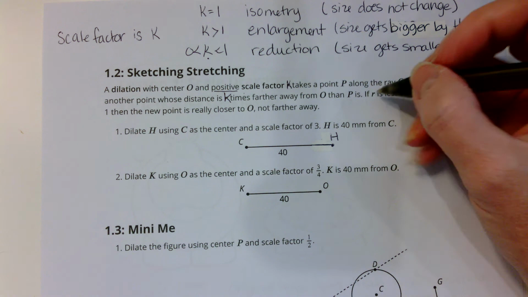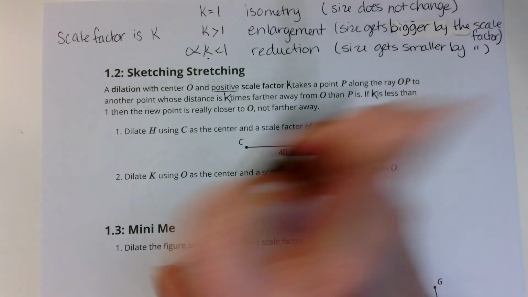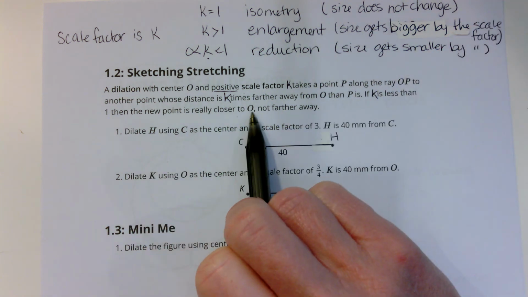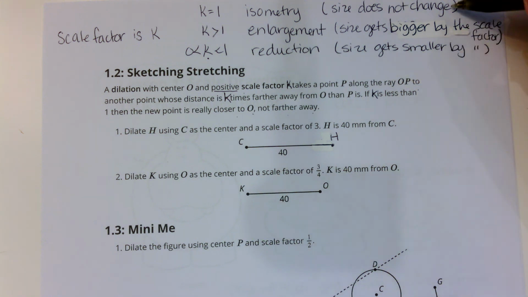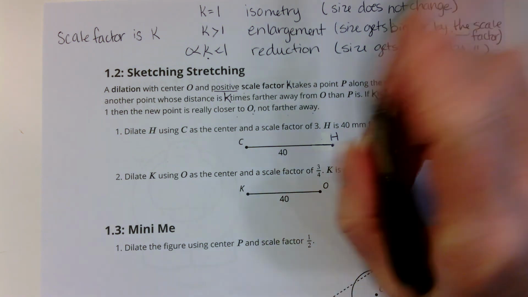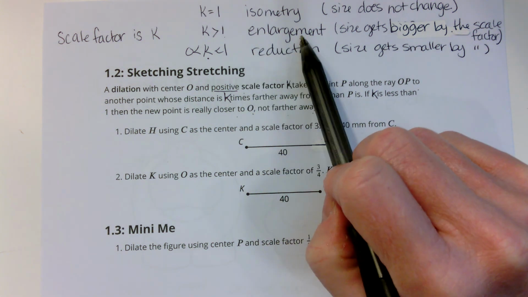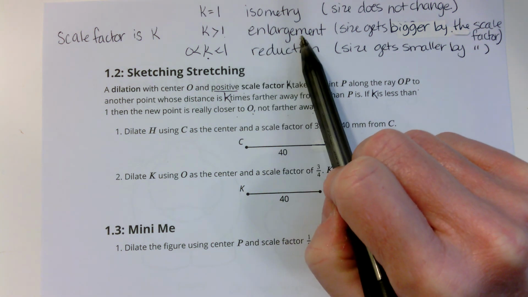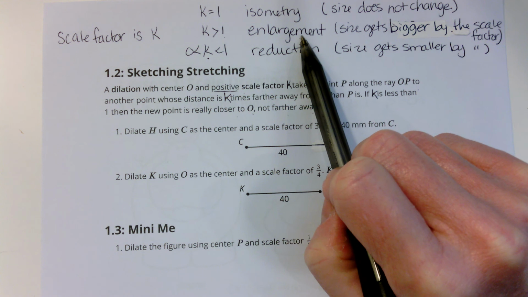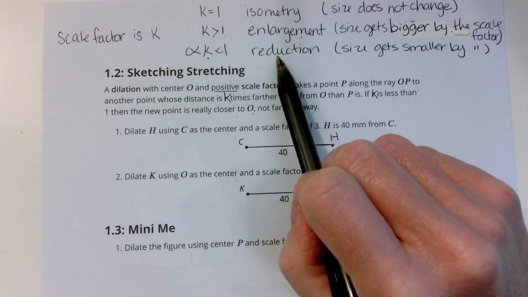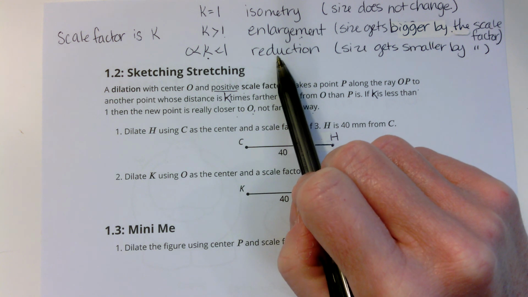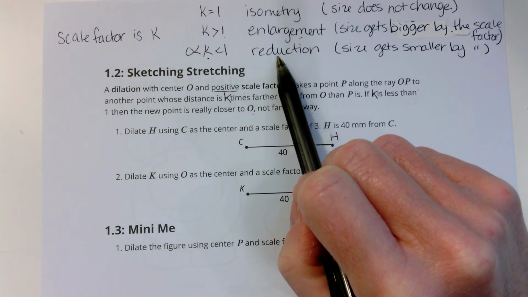So if K is less than 1, then a new point is really closer, not farther away. So they're really talking about what I've laid out above for you. When K is greater than 1, it's going to be farther away along that same ray, and so it gets bigger. And when K is less than 1, but greater than 0, it's going to get closer to my center. It's going to be a reduction. It's going to get smaller.